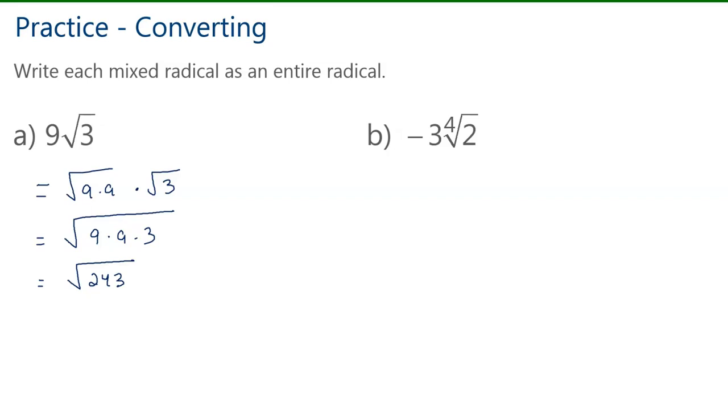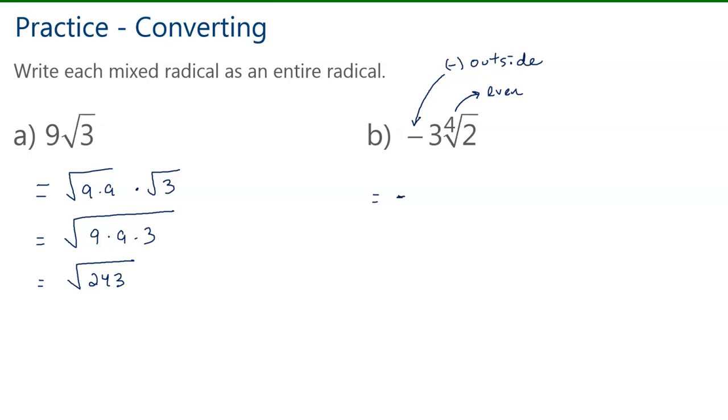Let's look at B. B is a little different. There's a caution with B. There's an even index. There's a negative. When there's an even index, we leave the negative outside at all times. So this will be, leave the negative.